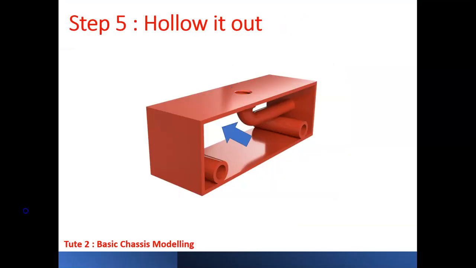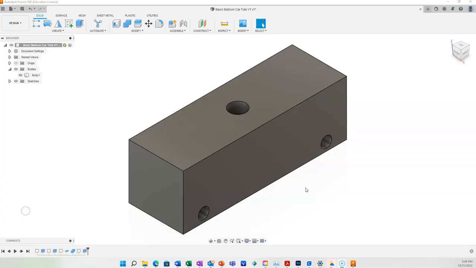The next step is a style thing. We're going to hollow out our balloon car so that we can see the pipe and see the axles and see all the inner workings. And it sort of looks cool as well. It just sort of adds to the effect of this style of balloon car.